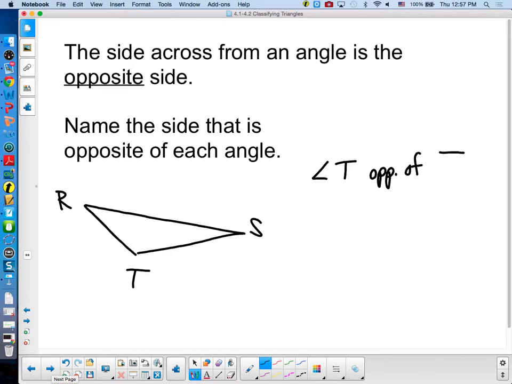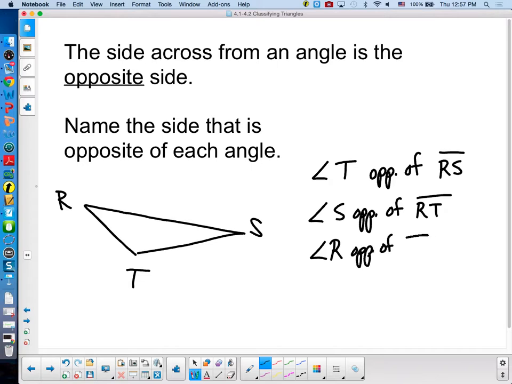Segment RS is the side that's opposite of angle T. If I have angle S, that is opposite of segment RT. And angle R is opposite of segment ST.